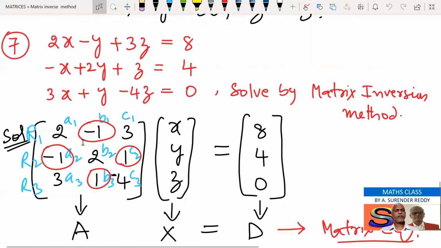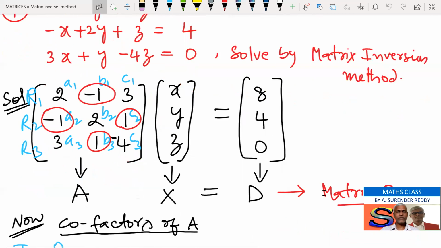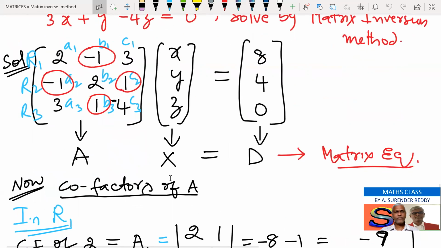First step, convert them into matrix form. The first matrix is the coefficient matrix. Coefficients of x, y, z in all the three equations will be the first matrix A, and x, y, z is the variable matrix X. 840 is the constant matrix, let us name it as D. So AX is equal to D is the matrix equation.